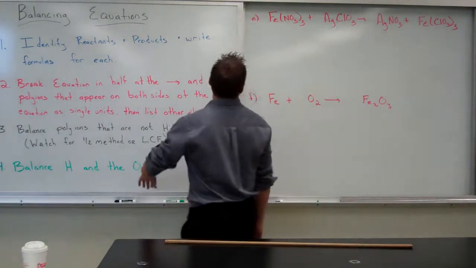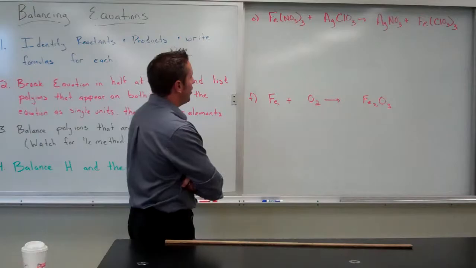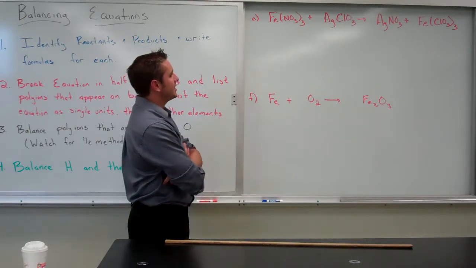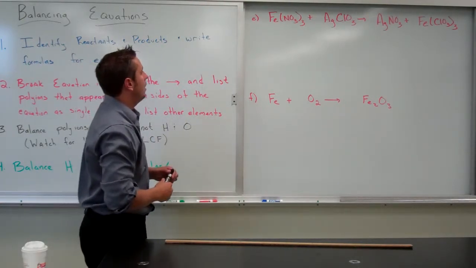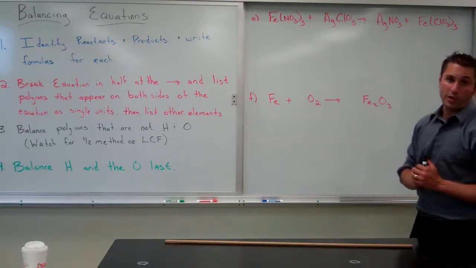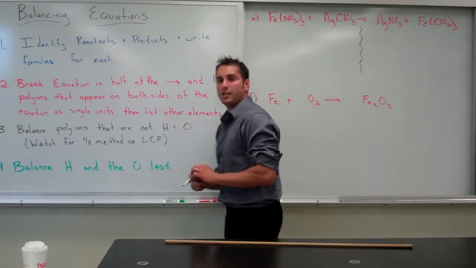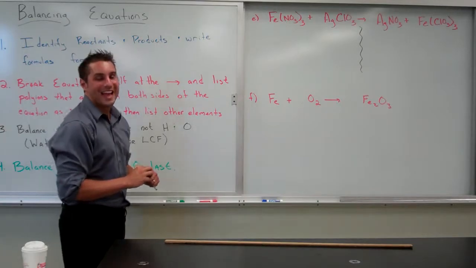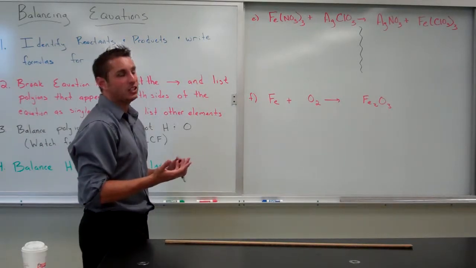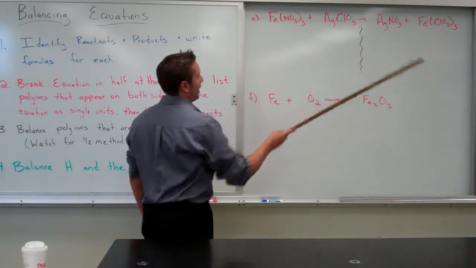Letter E says Fe(NO3)3 plus AgClO3 yields AgNO3 plus Fe(ClO3)3. So we try to follow our steps to balance this thing. Step 1, write yourself formulas for each. We have already done that. Step 2, break the equation in half at the arrow and list polyions that appear on both sides. Here is the first example where, yes, we have polyions. And the polyions sometimes are really easy to spot because they come prepackaged in parentheses. So I can see I've got NO3 and ClO3, one on each side.